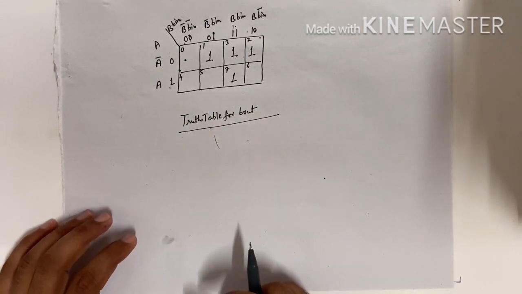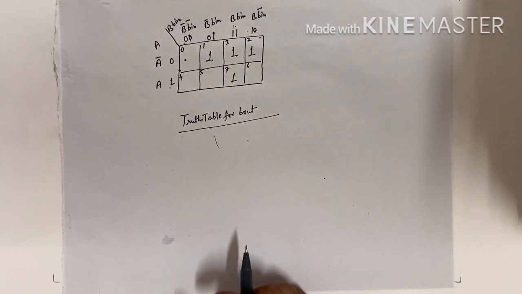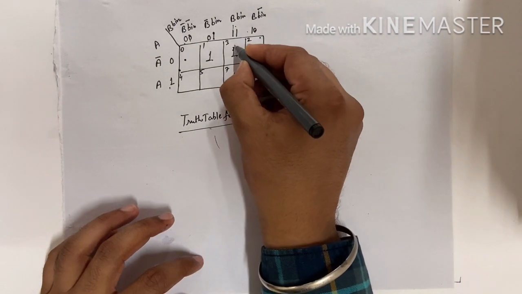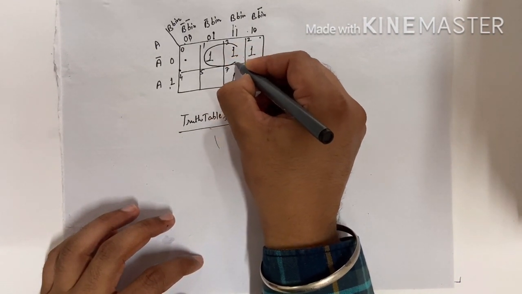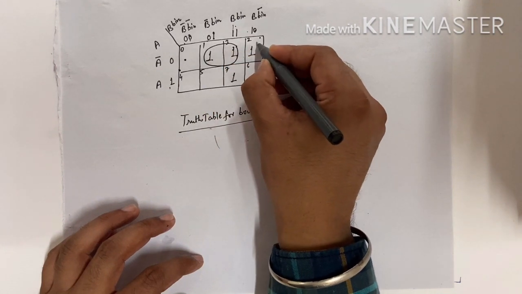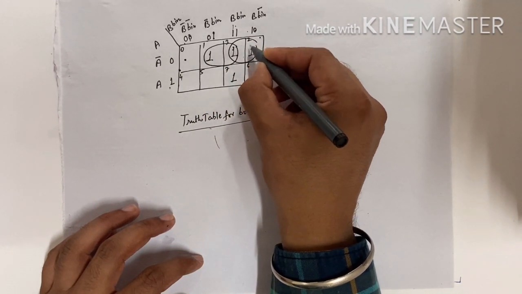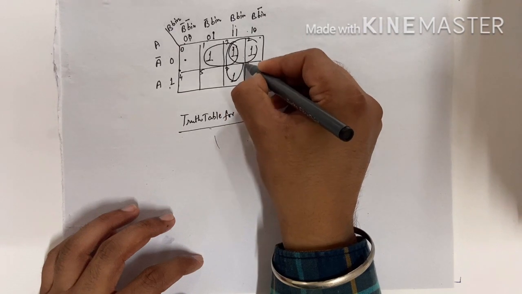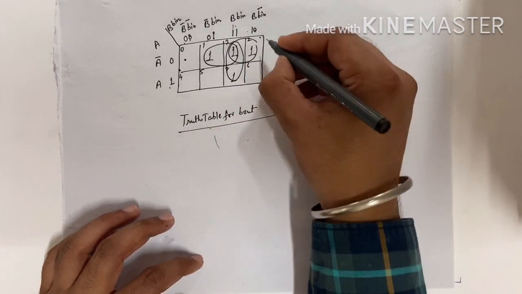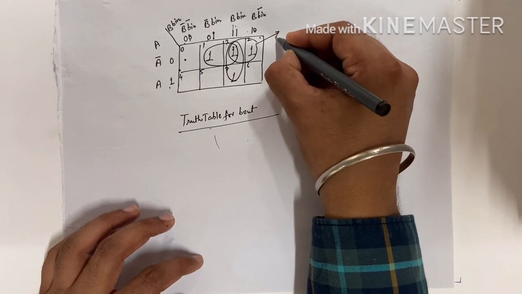Now we have to group the K map. So for grouping of K map, we have to group like in this fashion. These are the 2 conditions. They are 3 groupings of K map. Okay. So we have to write the logic operation, Boolean expression.